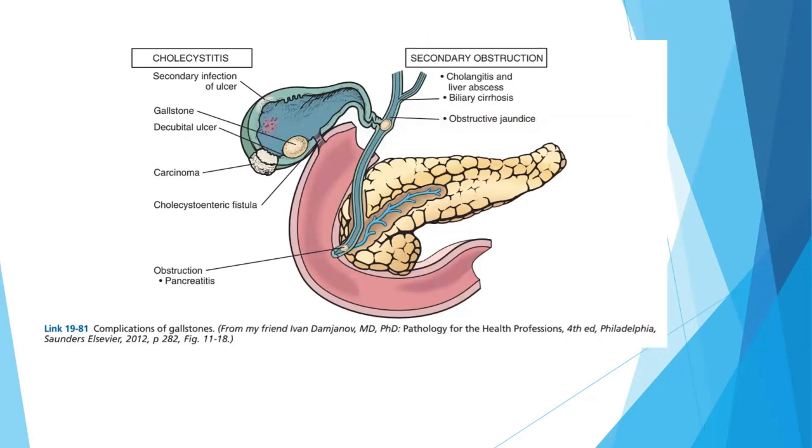Now, complications of gallstones. So there can be a secondary obstruction leading to cholangitis and liver abscess, biliary cirrhosis, and obstructive jaundice. Or there can be complications due to the cholecystitis itself, like secondary infection of the ulcer, gallbladder carcinoma, very rarely, cholecystoenteric fistula causing gallstone ileus, and there can be obstruction leading to pancreatitis features.